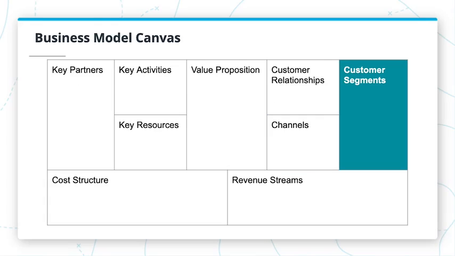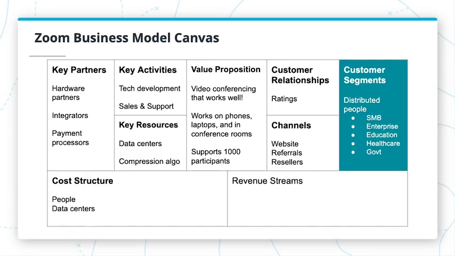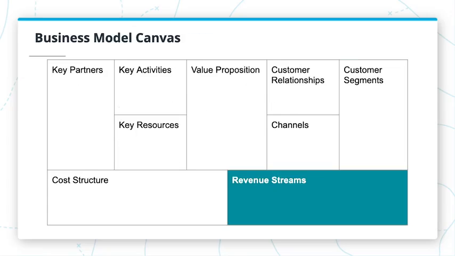The next component is customer segments. This is all about understanding who are your customers and which customer is the most important. In the Zoom example, their customer is really distributed people or teams who need to collaborate and communicate. This is really, really broad, and you can split it into further segments such as SMBs, enterprise, education, healthcare, and even government.